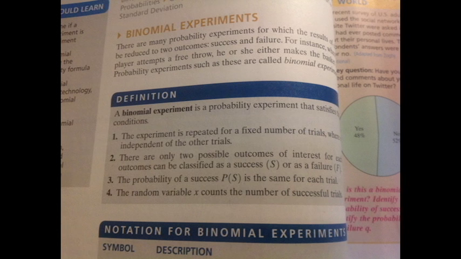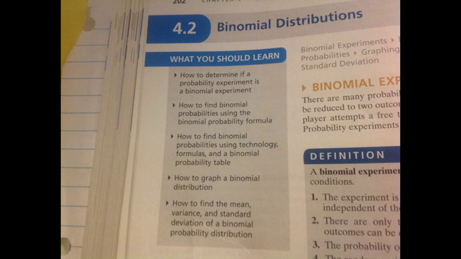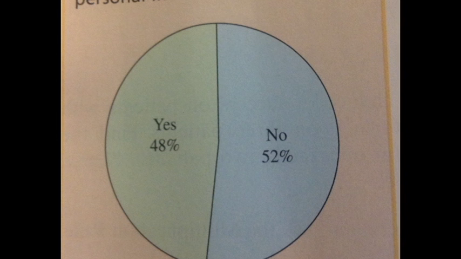Today we'll also be learning about binomial distributions. First, we'll learn how to determine if a probability experiment is a binomial experiment. A binomial experiment satisfies 3 conditions. The experiment has to be repeated for a fixed number of trials. There's only one of 2 possibilities, which can be classified as either a success or a failure, and the probability of success has to be the same for each trial.